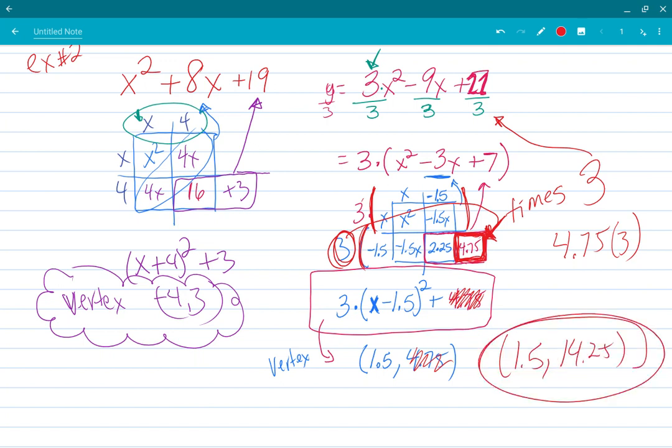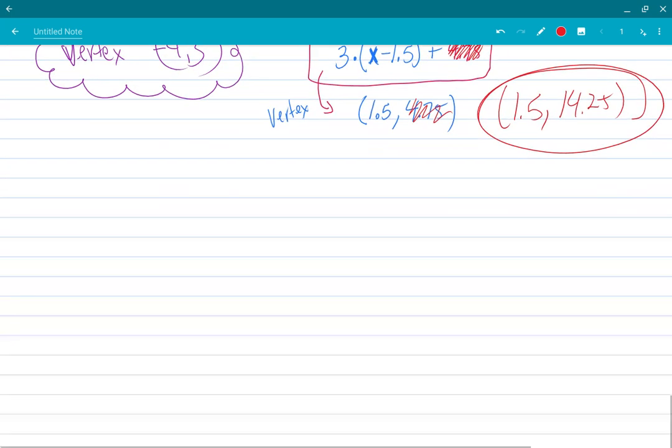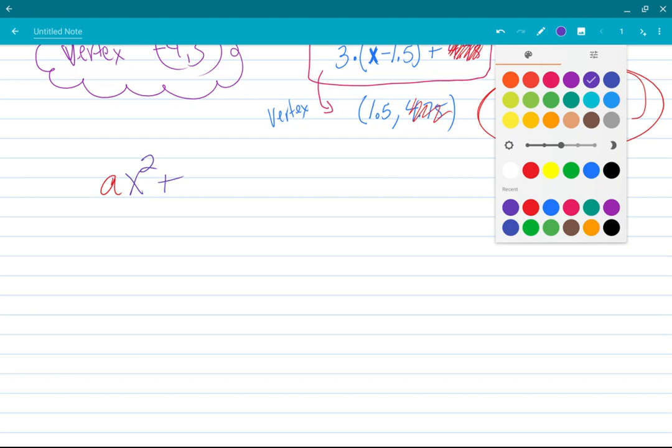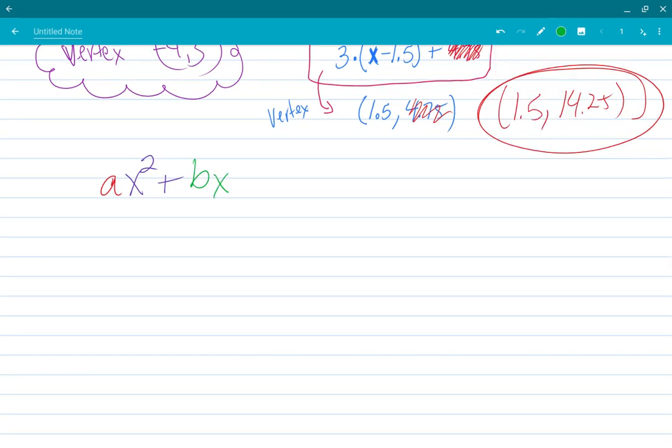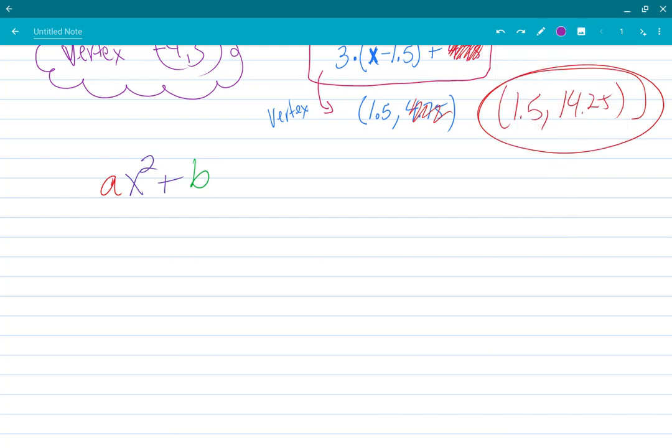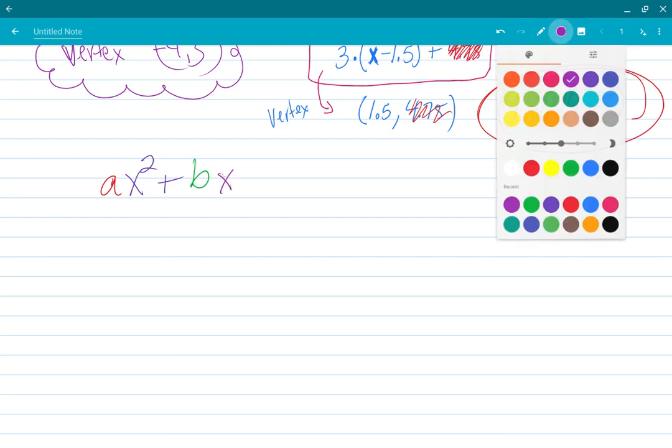All right, here we go. This is the last one, and this is going to be only letters. A x squared plus b x. Just pretend they're letters, right? Pretend they're numbers. A is a number, any number, and then b is some other number, and then c is some other number.